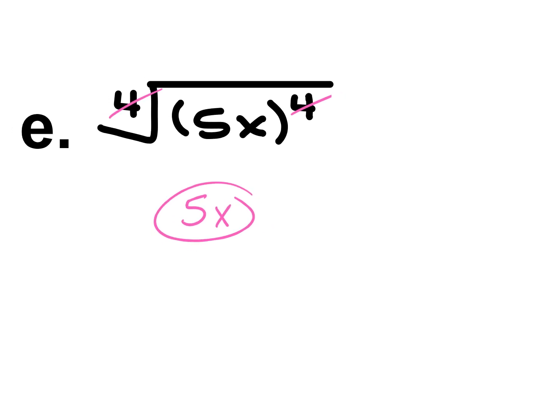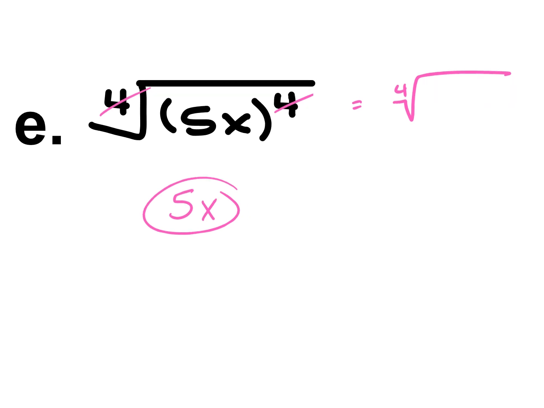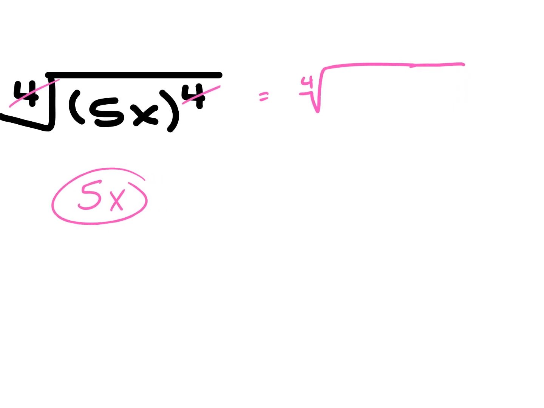Another way that we can think about it, if we don't see that it cancels right off the top of our heads, we could have the 4th root of 5x to the 4th power. We've got 4 of them, so 5x times 5x times 5x times 5x. Then you could circle your 4 of a kind, which would come out as 5x, so same thing.